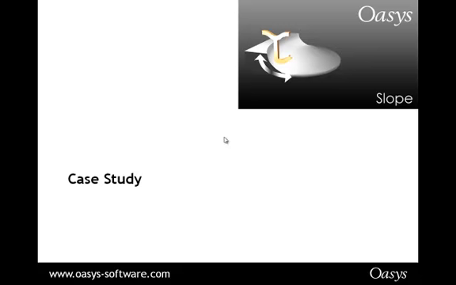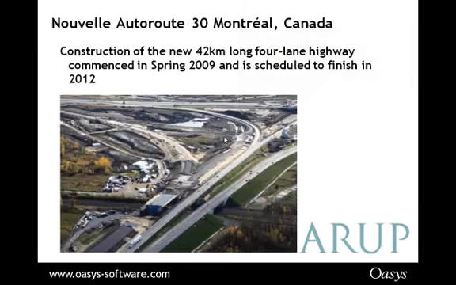So I'm just going to run through a case study very quickly. This is a very recent project. In fact, it's still being built. It's being done by Arup, and it's been done in Canada. It's the A30 or Autoroute 30 in Montreal. So you can see there's an image here of the construction. It's a 42-kilometer long 4-lane highway. It was commenced in spring 2009 and is scheduled to finish mid to late 2012.